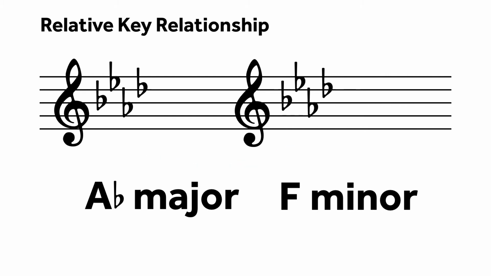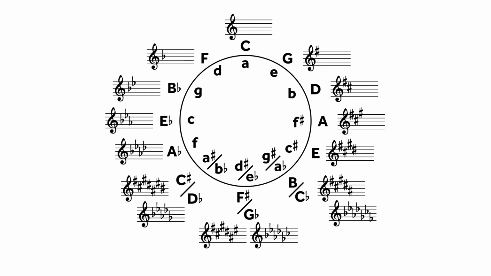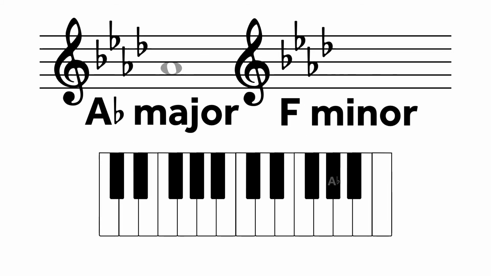The relationship between major and minor keys on the circle of fifths is relative because they share key signatures but have different tonics. You can always calculate the relative key by either descending 3 half steps from a major key to the relative minor, or ascending 3 half steps from a minor key to the relative major.